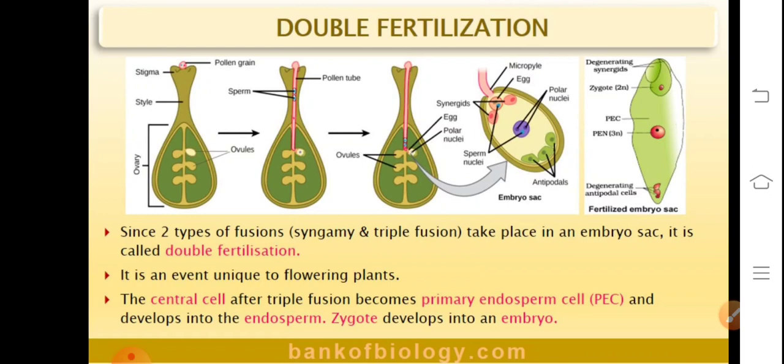The function of endosperm is to provide nourishment to the growing embryo. In this module, we had basically carried out a discussion on double fertilization, which is a characteristic feature of angiosperms. Hopefully, you must have grasped the concepts thoroughly. Thank you.